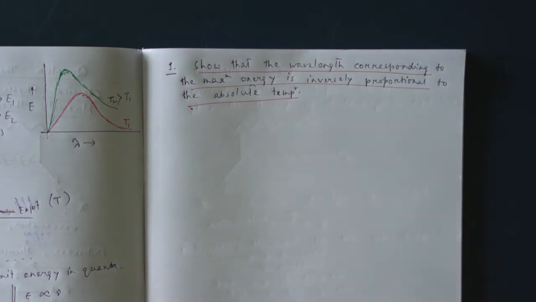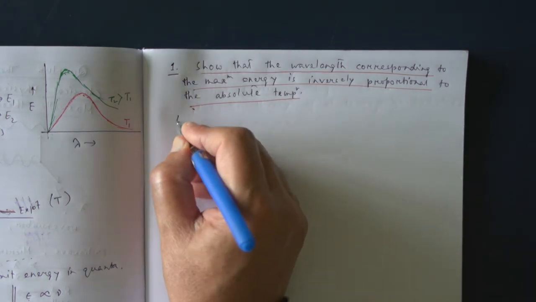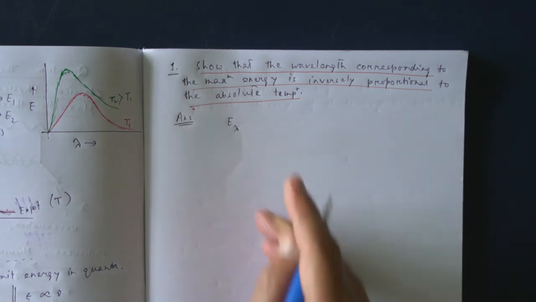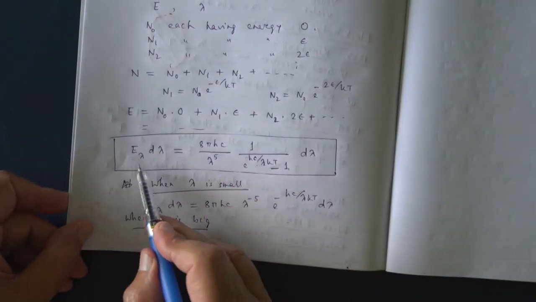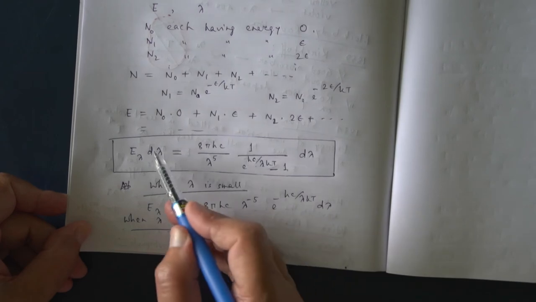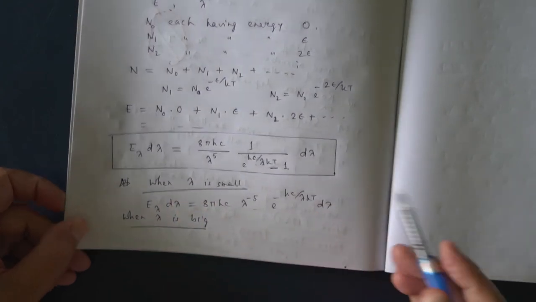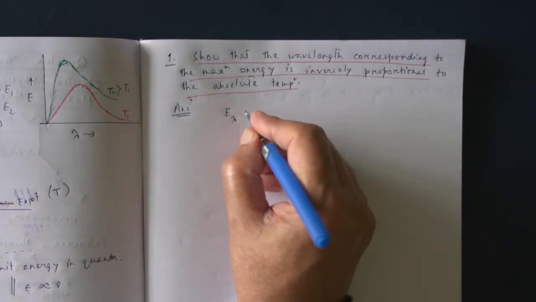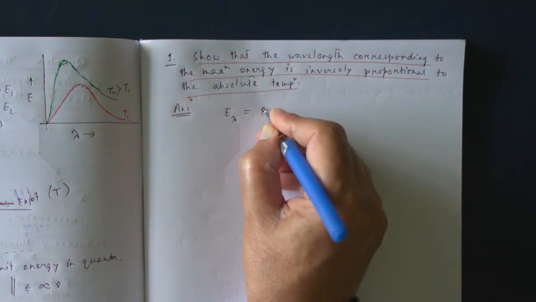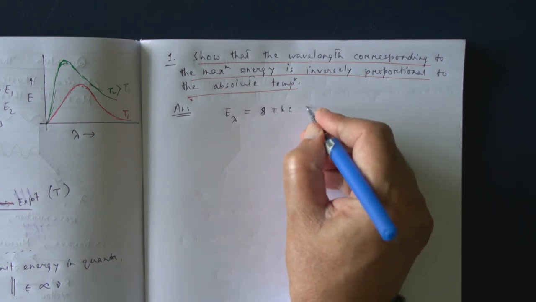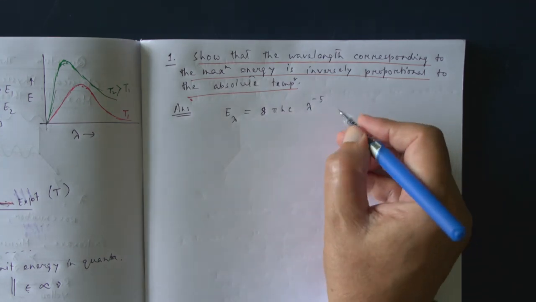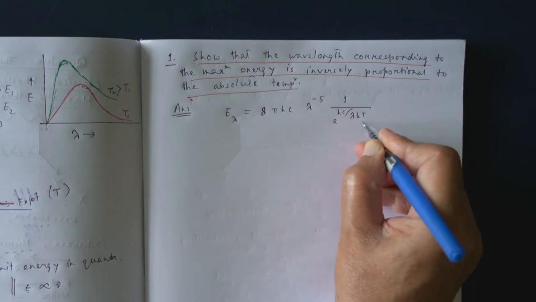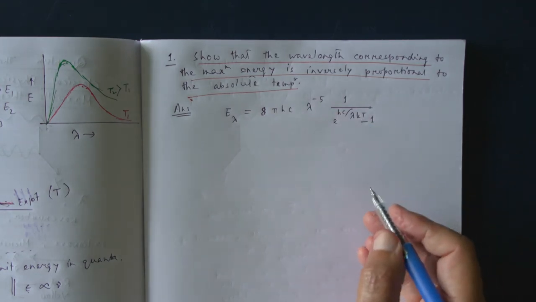Now, from Planck's formula, we have to do this. So let us write Planck's formula. Here we have E lambda d lambda equal to this into d lambda. So we can neglect d lambda. We can write E lambda equal to 8 pi hc lambda to the power minus 5, then 1 by e to the power hc by lambda kT minus 1. This is the relation.